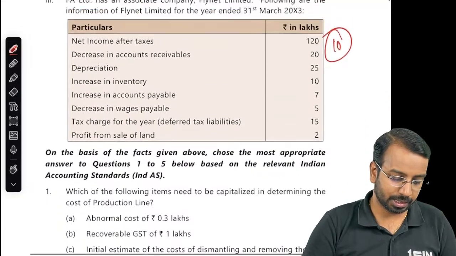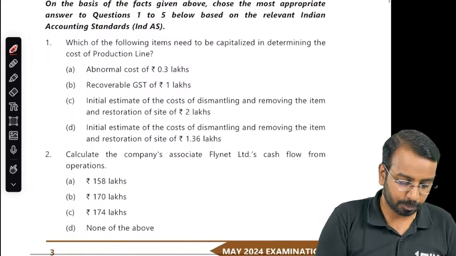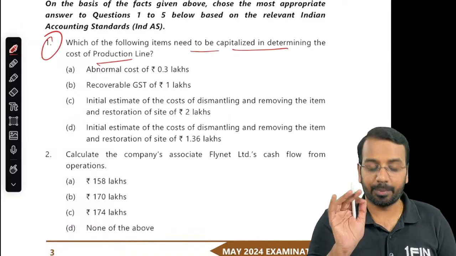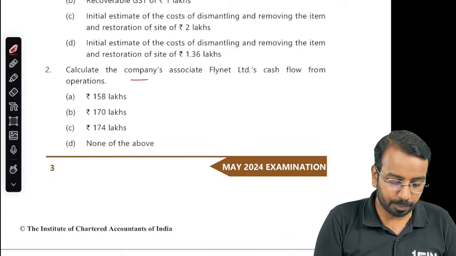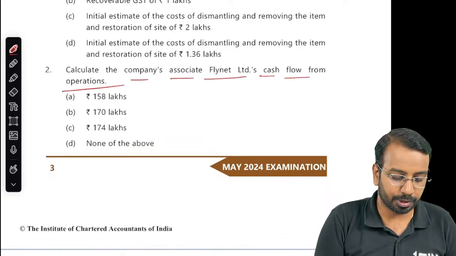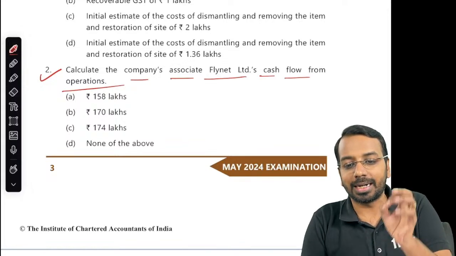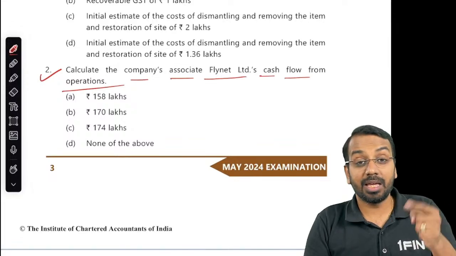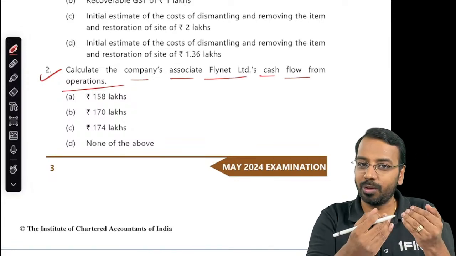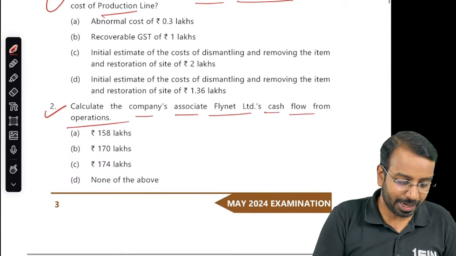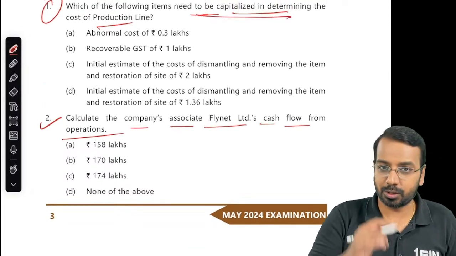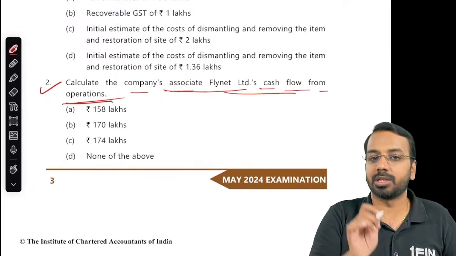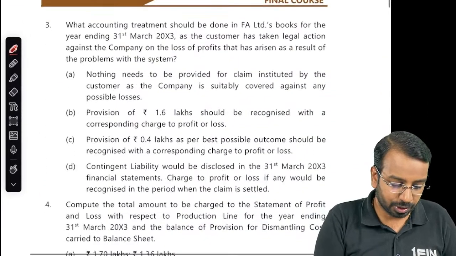So what we can do is, in such kind of questions, when you have longer questions, look at what the question is. First one is talking about which of the following items need to be capitalized. So first one is talking about capitalization. Second, calculate the company's associate Flynet Limited cash flow from operations. So whenever you have these smaller direct questions, first read the requirement and then go back to the case. If you study the case first, by the time you come to the question, you will anyway forget everything. So this is a direct question. Which of the following needs to be capitalized? Okay, we will figure that out. Calculate the Flynet cash flow from operations. We'll figure that out. Now here this is a slightly longer question.